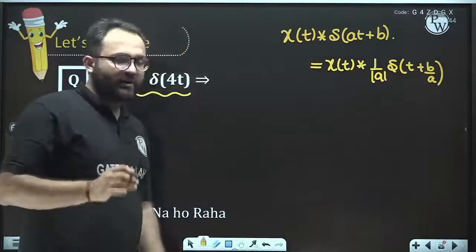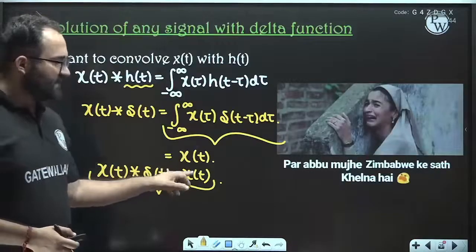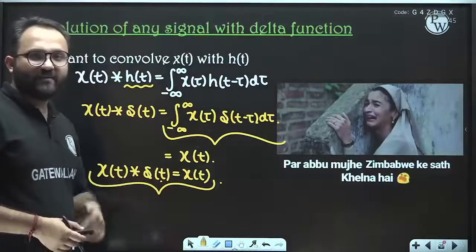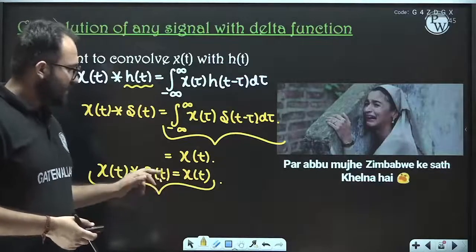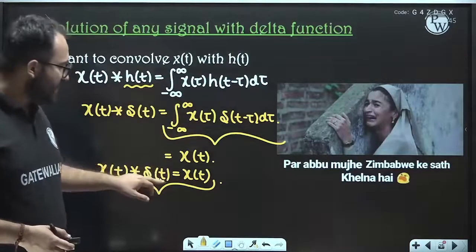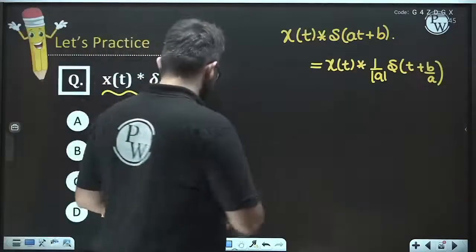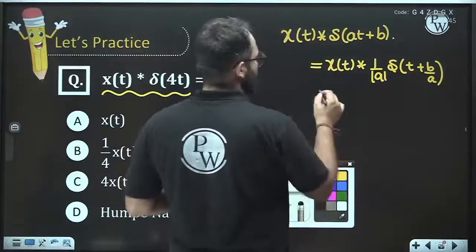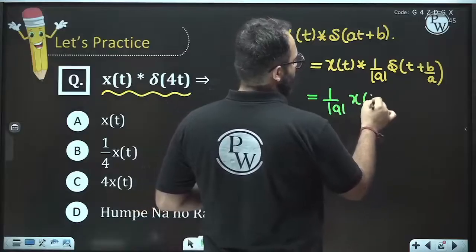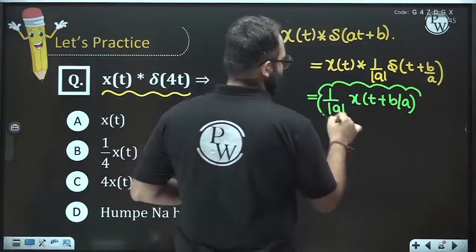Now as we know that x(t) convolve delta(t) is equal to x(t), in place of t, if we put t plus b by a and apply the time shifting property, then obviously the result will also get shifted. So using the time shifting property, this will be 1 upon mod a times x(t plus b by a). This will be the result.